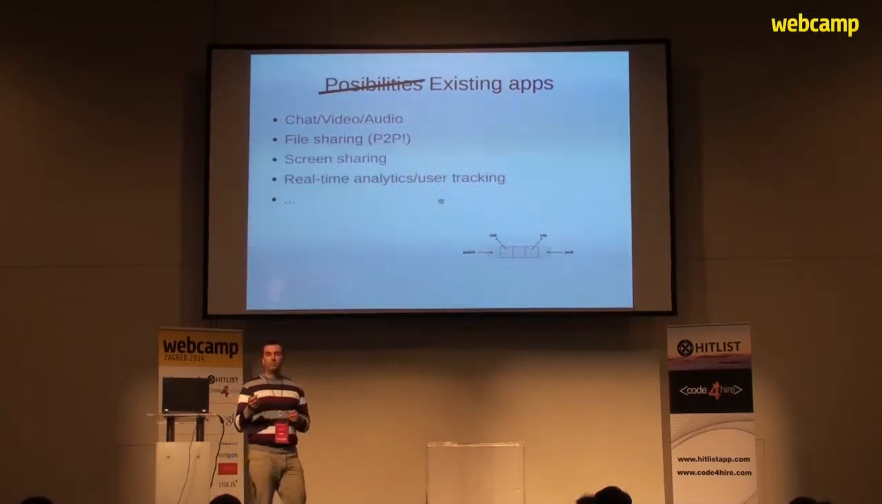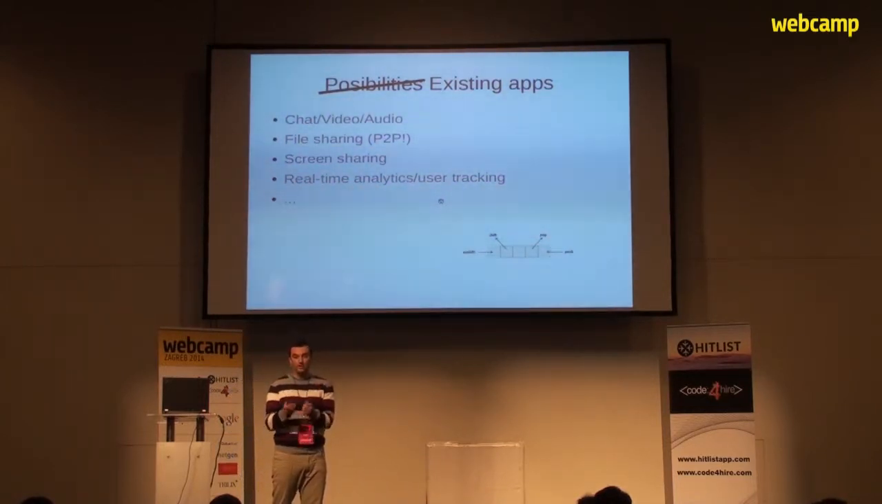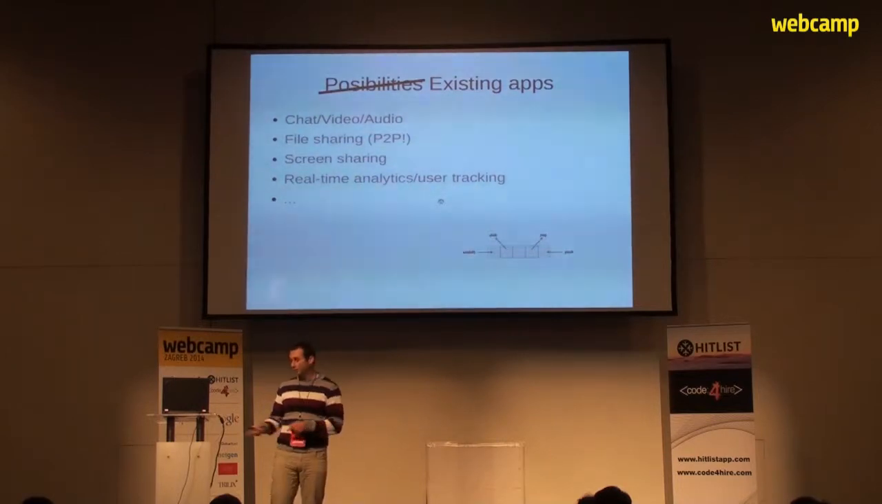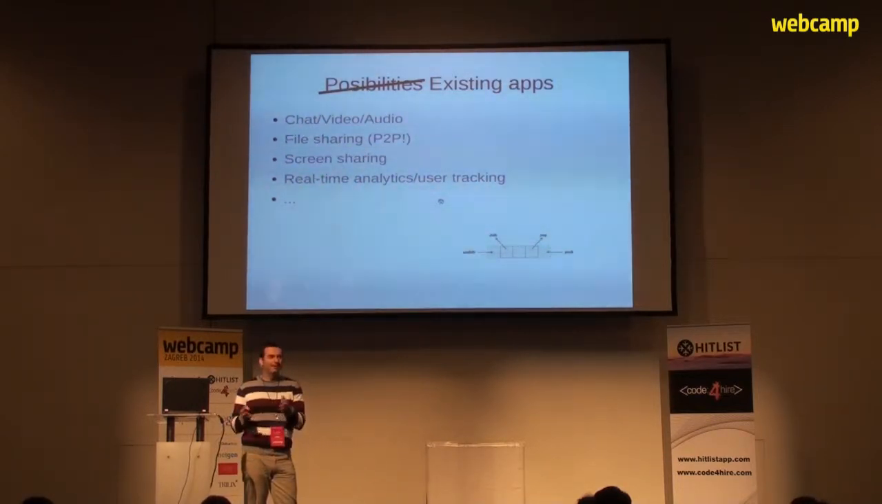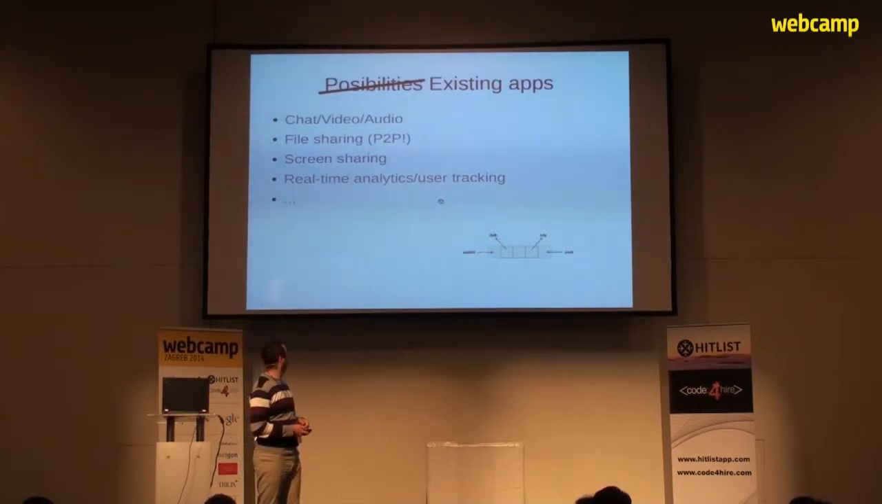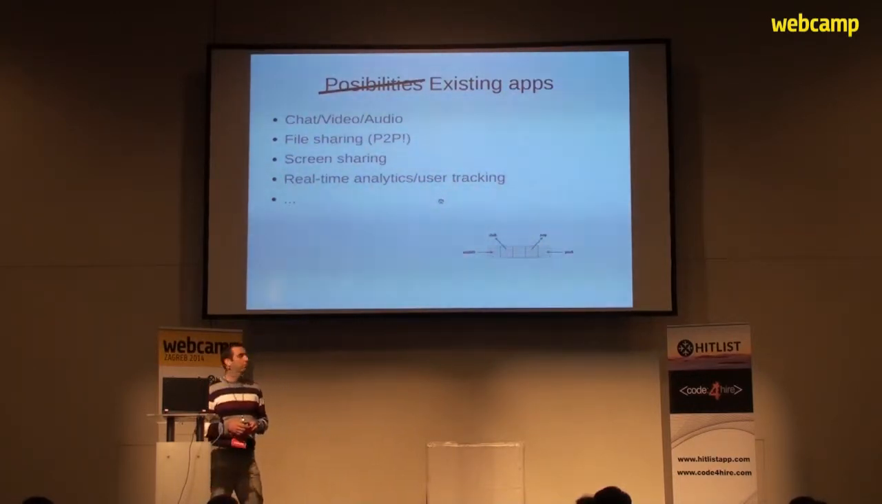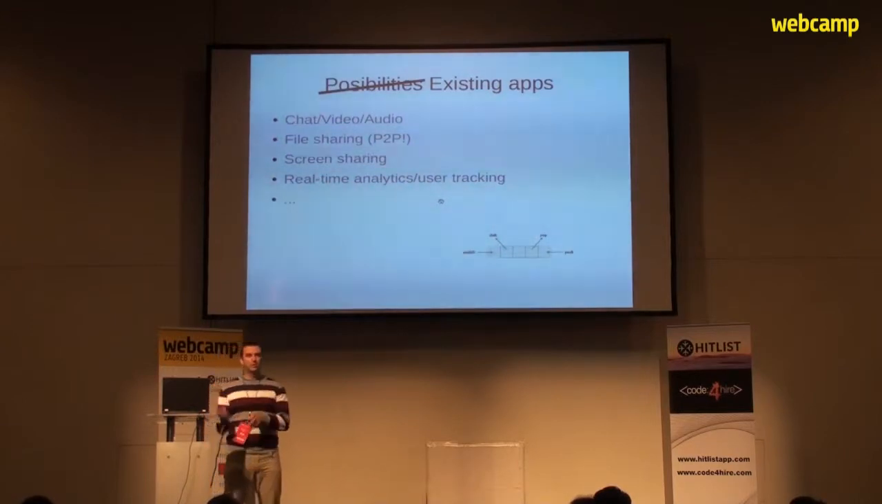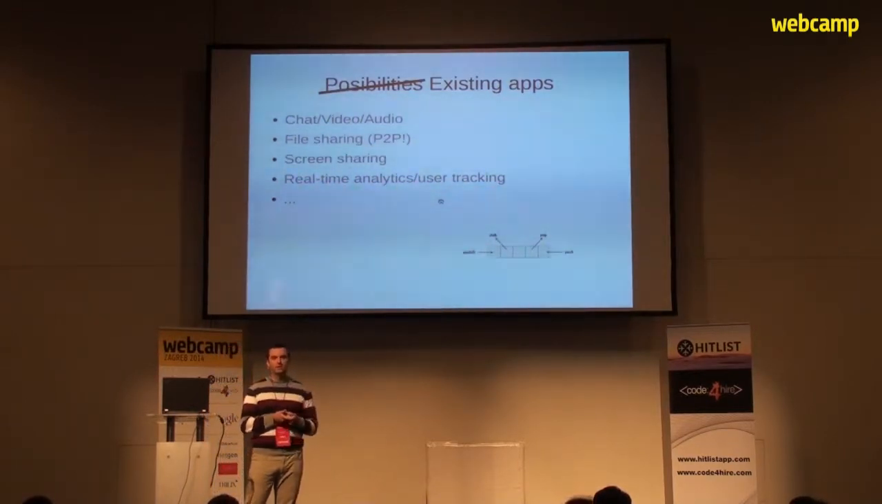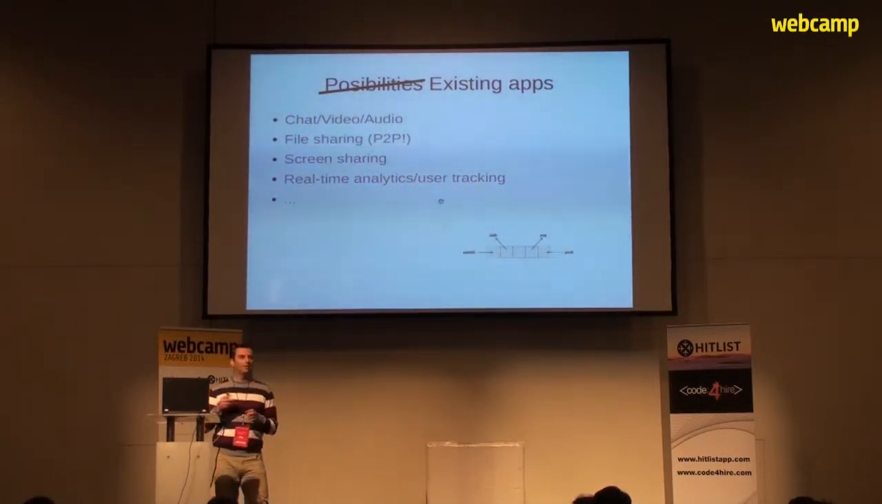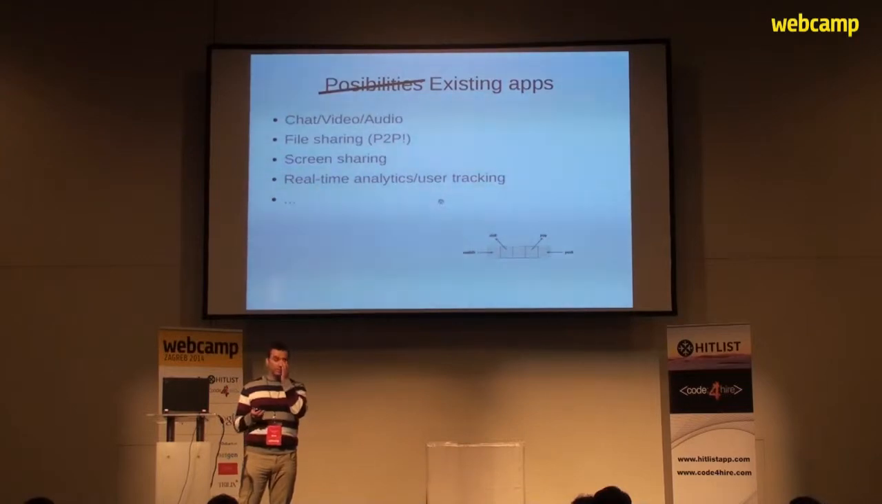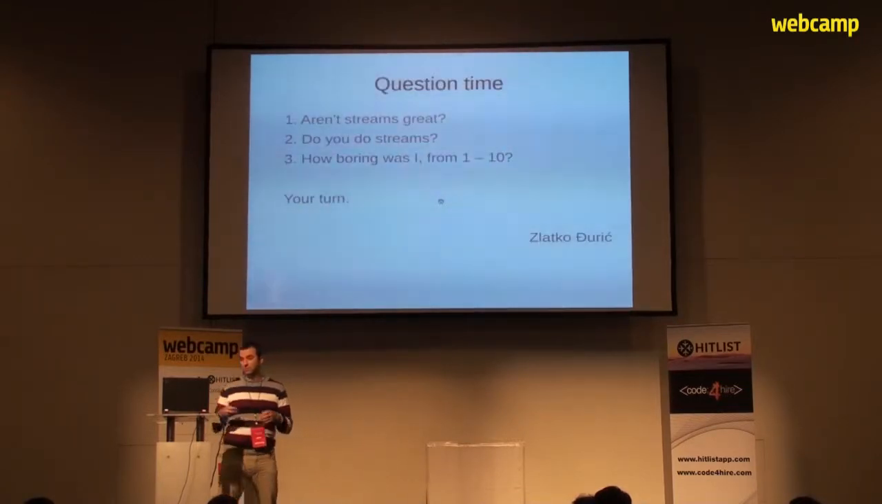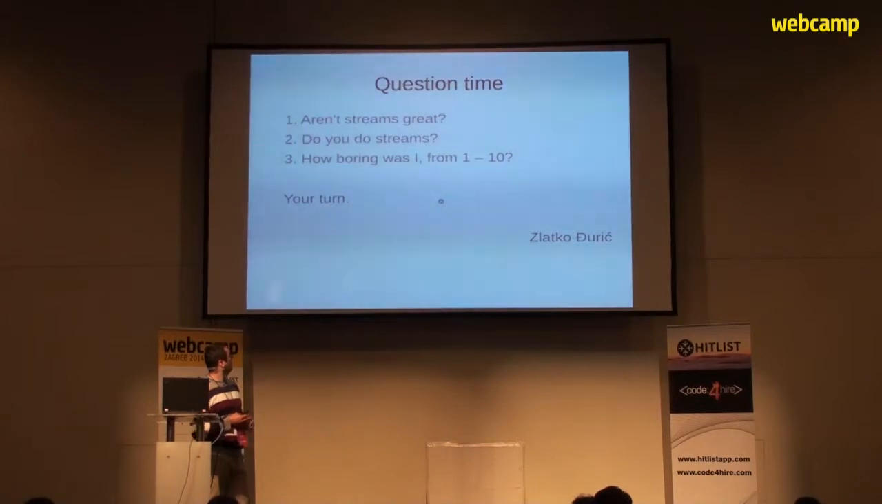There's a thing called WebTorrent. So there's a torrent client in your browser. I actually have a Chromebook, so I can't run any torrent clients. But I could if I wanted, because right now there is a WebTorrent implemented with streaming. There are also screen sharing apps, real-time analytics or user tracking, like when you're looking at what your users are doing on the other side. A lot of those things are already running there, and some of them are using this stream.